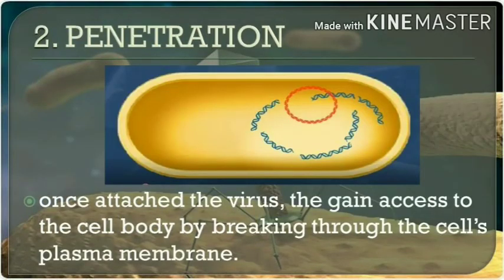Next is penetration. Once attached, the virus gains access to the cell body by breaking through the cell's plasma membrane. In some cases, the tail fibers of the virus and enzymes released by it help in breaking through the cell wall. The virus then releases its genetic material into the host cell. The cell is now said to be infected.